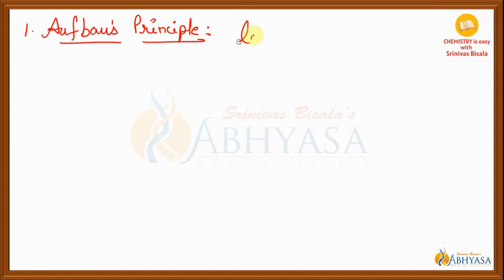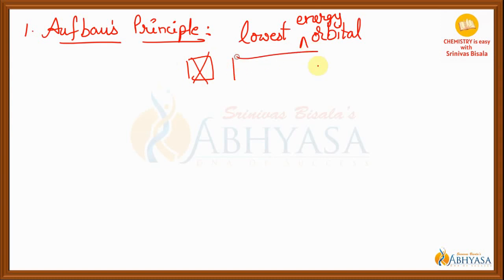Here is the first one, Aufbau principle. According to this one, electron always enter into the orbital of lowest energy. Means the electrons are filled in the orbitals in the increasing order of their energy. By chance, in any case, if the lower energy orbital is not completely filled, but the electron is entering into higher energy orbital, then we say that that particular element is not following this Aufbau principle.